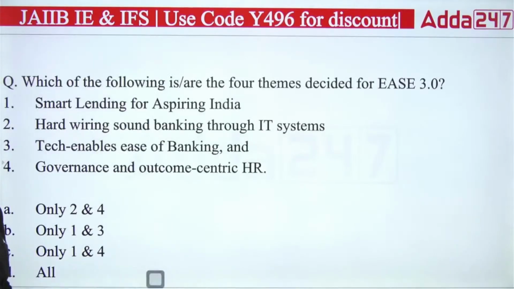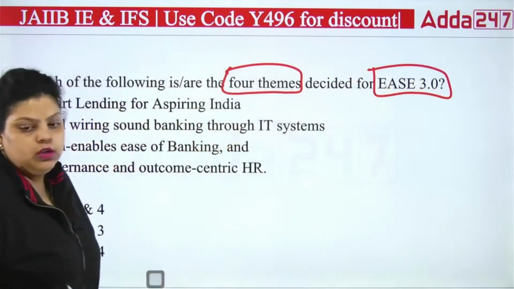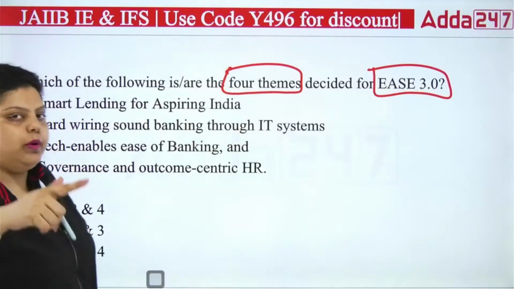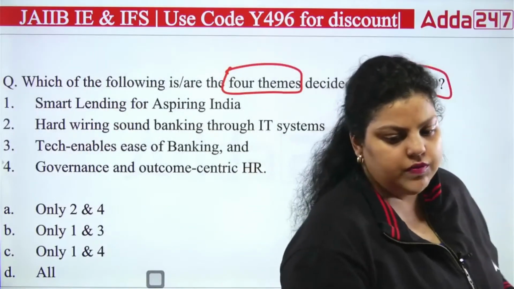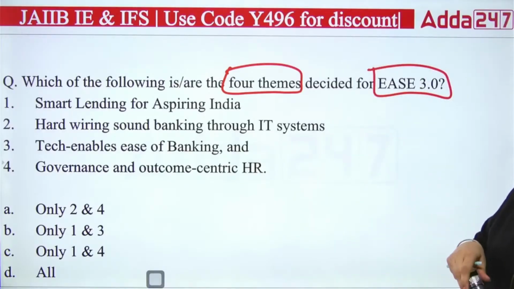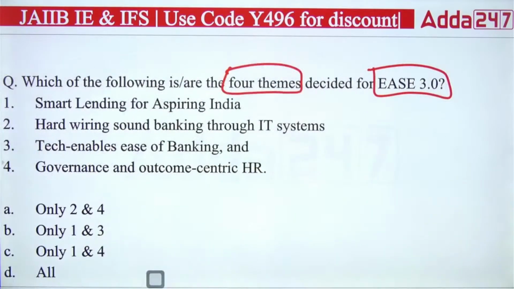Next question we have here. Which of the following are the 4 themes decided for EASE 3.0? So there are total 5 reforms: EASE 1.0, 2.0, 3.0, 4.0, 5.0. 6.0 is also launched, but it is not given in your syllabus, so we won't cover right now. But yes, if IIBF asks in the future in the PDF that you have to cover the 6th reform also, then we will do. Okay, now let me know which of the following are the 4 themes of EASE 3.0. A, B, C or D?